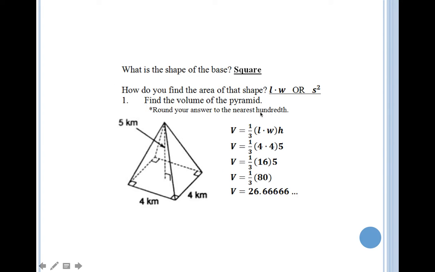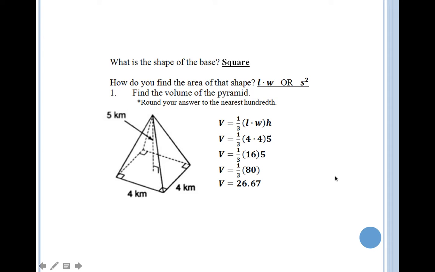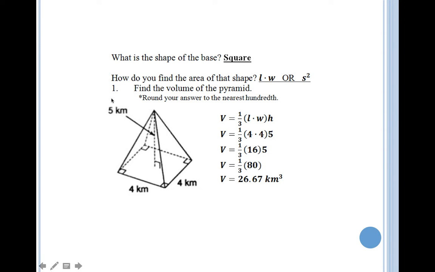So in my question, it says round it to the nearest hundredth. So I'm going to go to the hundredths place and look at the value next to it. It's a 6. That 6 is going to tell my 6 to go up. So it's going to be 26.67. Last thing you got to do, you got to look at your labels. Kilometers, kilometers, kilometers. It's going to be kilometers, and volume is always cubed.